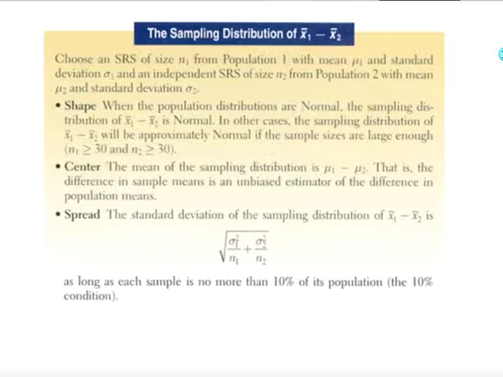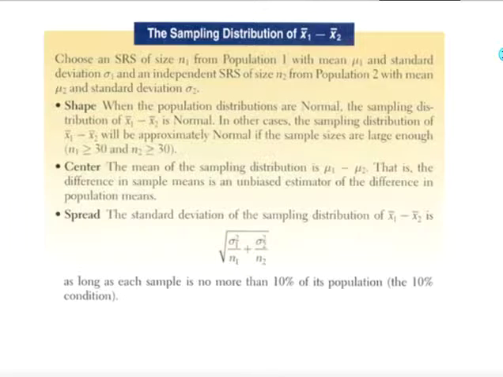We're going to choose a simple random sample of size n1 from population 1 with a mean mu1 and a standard deviation of sigma 1, and an independent simple random sample of size n2 from population 2 with a mean mu2 and a standard deviation of sigma 2. When the population distributions are normal, the sampling distribution of x bar 1 minus x bar 2 is also normal. In other cases, the sampling distribution of x bar 1 minus x bar 2 will be approximately normal if the sample sizes are large enough, so they both have to be greater than or equal to 30.